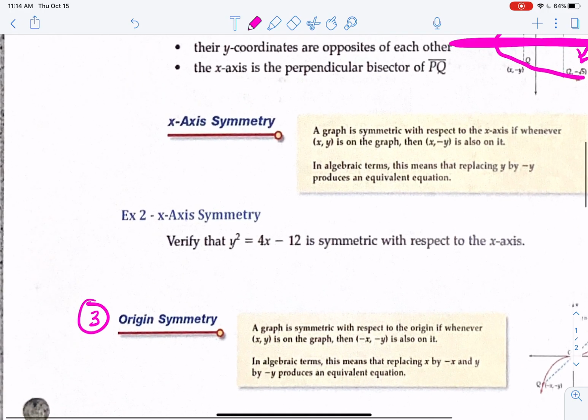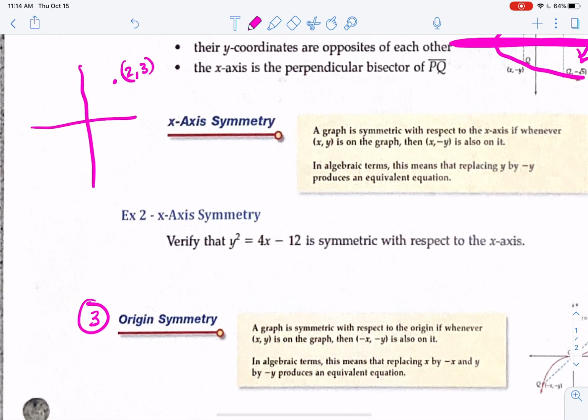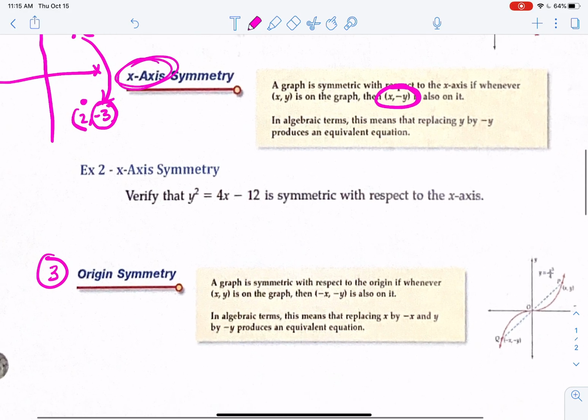And when I'm doing x-axis symmetry, let's say I take that point that we talked about above, the point (2, 3), and I reflect it across the x-axis. If I reflect it across the x-axis, it will be the point (2, -3). So what's happening there is, when I reflect it across the x-axis, the y-coordinate became negative. So I'm going to plug in x, negative y. All of the x's are going to stay the same, but the y is going to become negative.